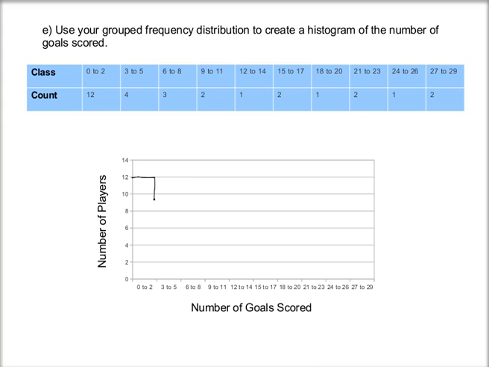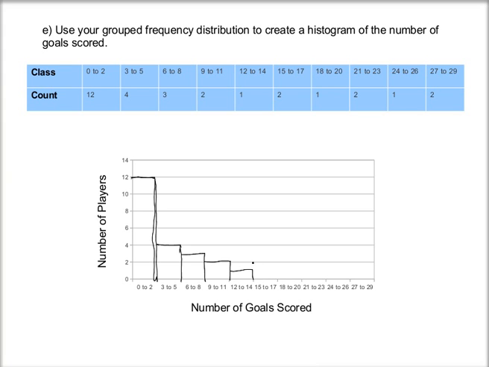And notice that my vertical axis here, oops, not quite straight, my vertical axis goes up a little bit higher than 12, just to make it nice and easy to see. For 3 to 5, I've got a count of 4, so I'll draw a bar of height 4 here. 6 to 8, I have a count of 3, so I draw a bar of height 3. 9 to 11, I have a count of 2, so I draw a bar of height 2. 12 to 14, I have a count of 1, so I draw a bar of height 1.